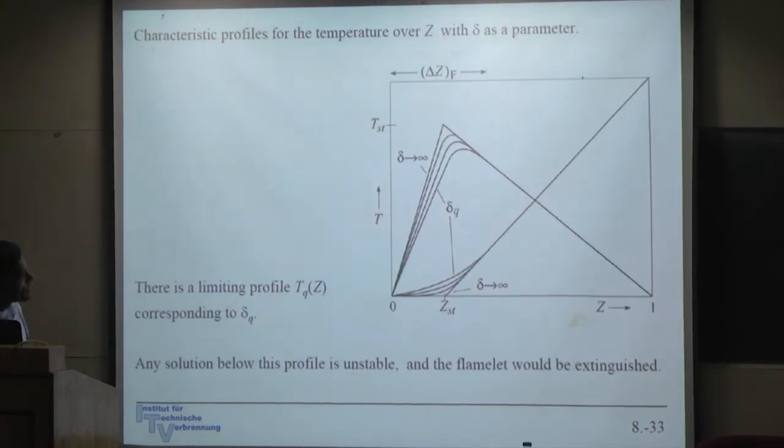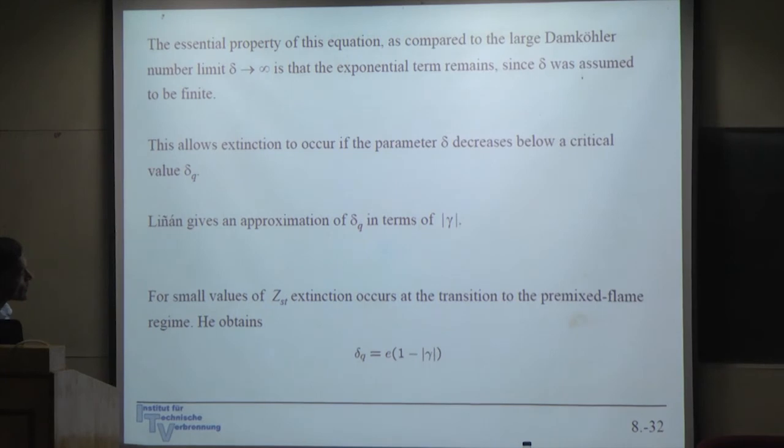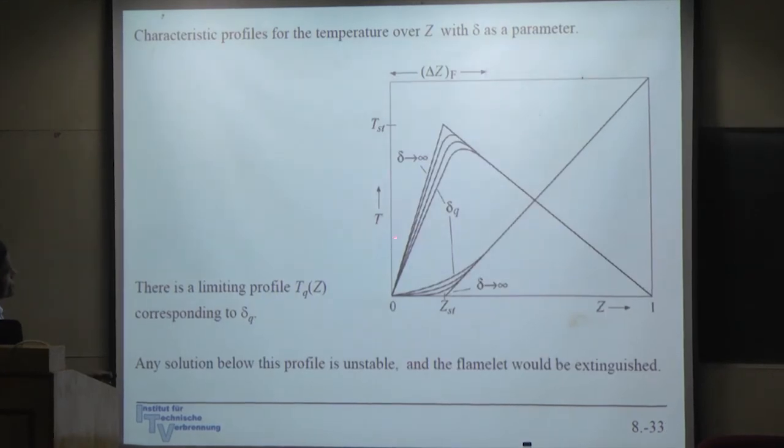So now I'm pretty much done. Now I want to show a few things, some profiles, for example. Here, this is the temperature profile, and this is for the large Damköhler number. As the Damköhler number is decreased, you can see that the temperature profile looks like this. So that's the extinction point. This was the large Damköhler number, with complete consumption of fuel.